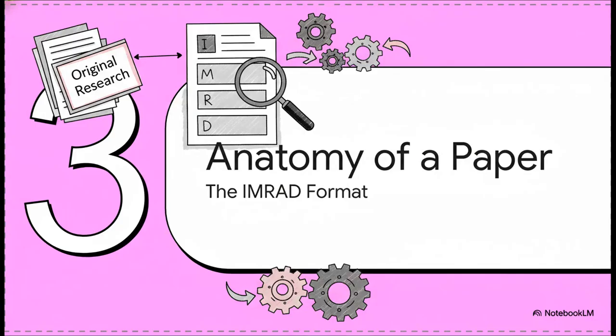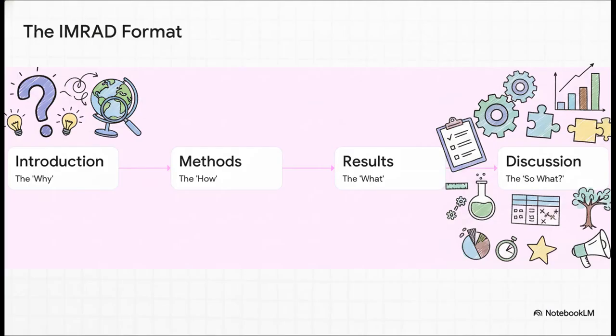Okay, so now that we know how to spot these different species, let's grab one, that classic original research paper, and put it under the microscope. We're going to dissect it, because most of them follow a really logical structure called the IMRAD format. And it's actually super straightforward when you break it down like this. IMRAD just stands for Introduction, Methods, Results, and Discussion.